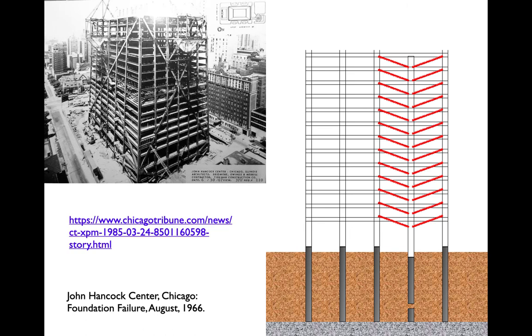For 6 months, they tested each of the caissons. They built a new caisson around the one that was damaged. They reframed that column bay and continued along with the construction. You can read the whole story here. 1985, the Chicago Tribune ran an article on the foundation failure and the way it was actually solved.